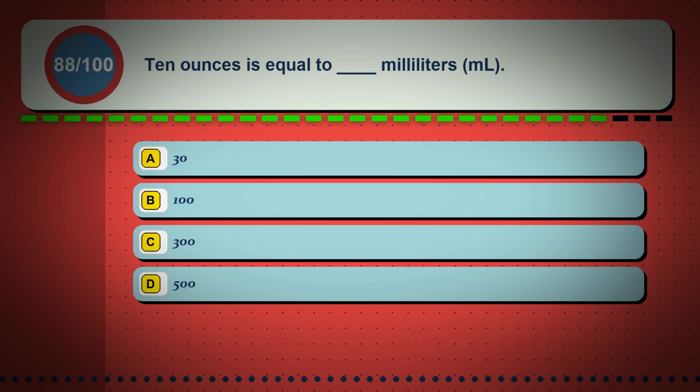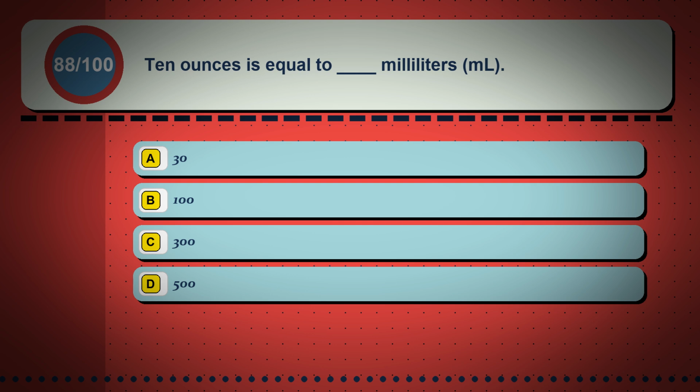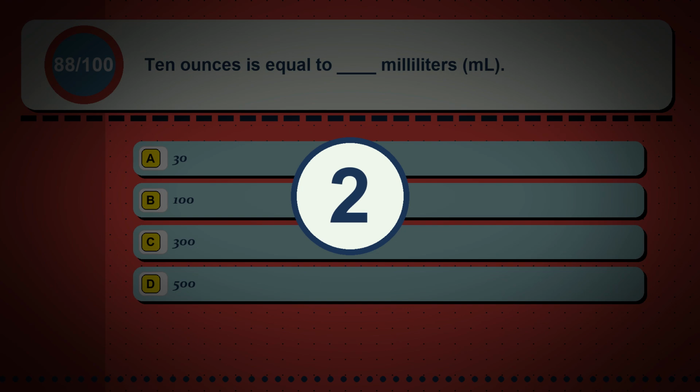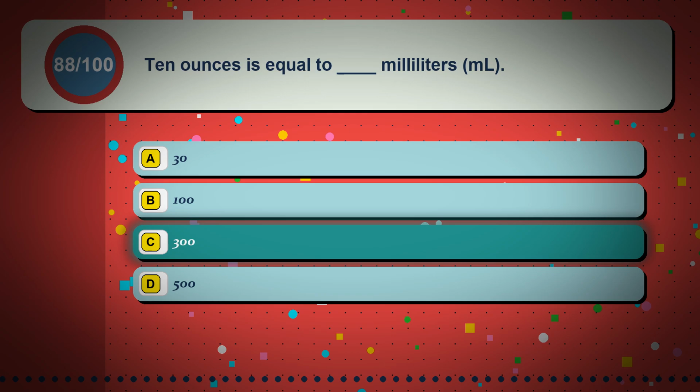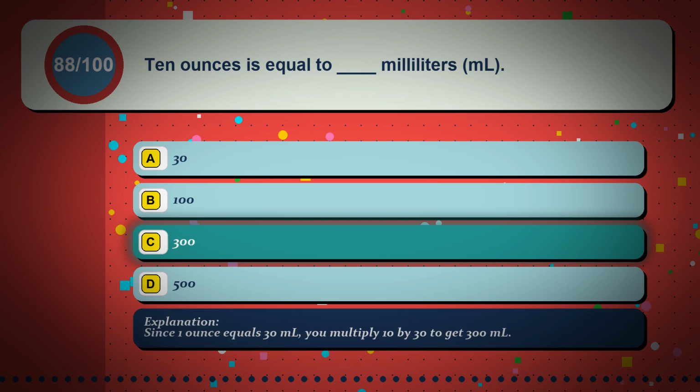Question 88. 10 ounces is equal to blank milliliters, ml. Option A, 30. Option B, 100. Option C, 300. Option D, 500. The correct answer is option C, 300. Since 1 ounce equals 30 ml, you multiply 10 by 30 to get 300 ml.